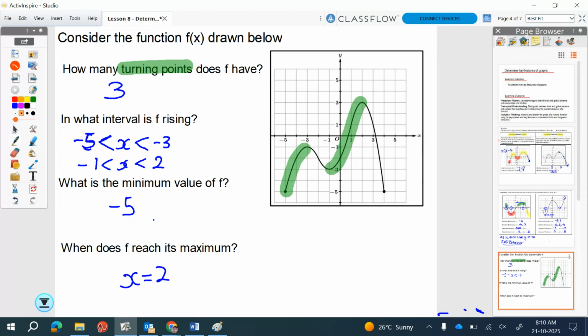So what is the minimum value? That's -5. What is the maximum value? That's 3. When does it reach its minimum? At -5 and 4. When does it reach its maximum? At x equals 2.